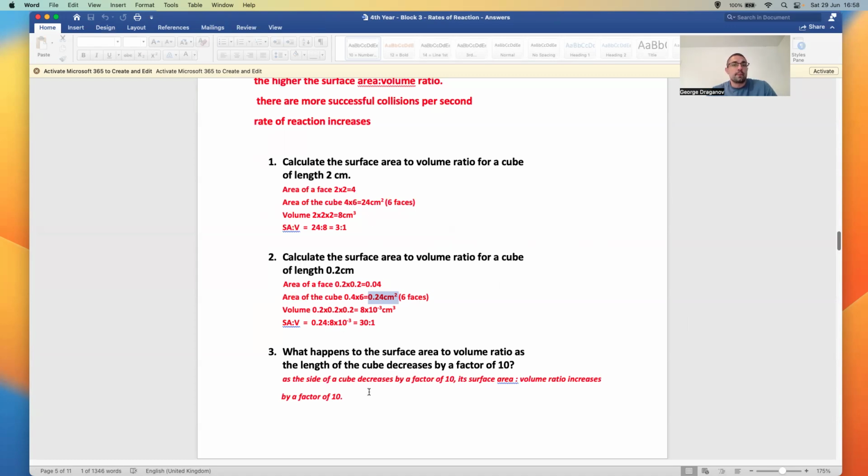Each time the side of a cube decreases by a factor of 10, its surface area to volume ratio will increase by a factor of 10. And you can use that fact. It's very useful. So if you divide something 100 times smaller, it will increase the surface area to volume ratio by 100 times.